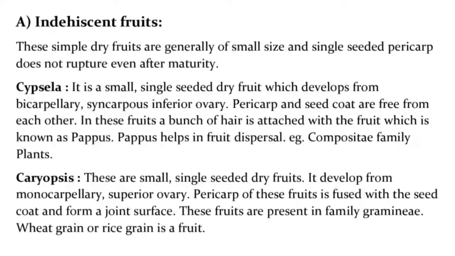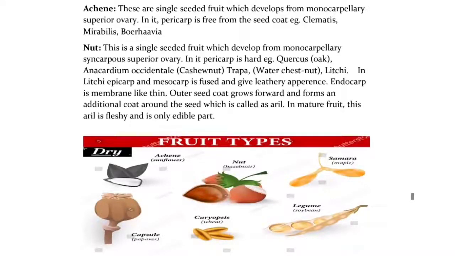These fruits are present in family Gramineae. Wheat grain or rice grain is a fruit. Achene: these are single-seeded fruits which develop from a monocarpellary superior ovary. In it, the pericarp is free from the seed coat, e.g. Clematis, Mirabilis, Boerhavia.